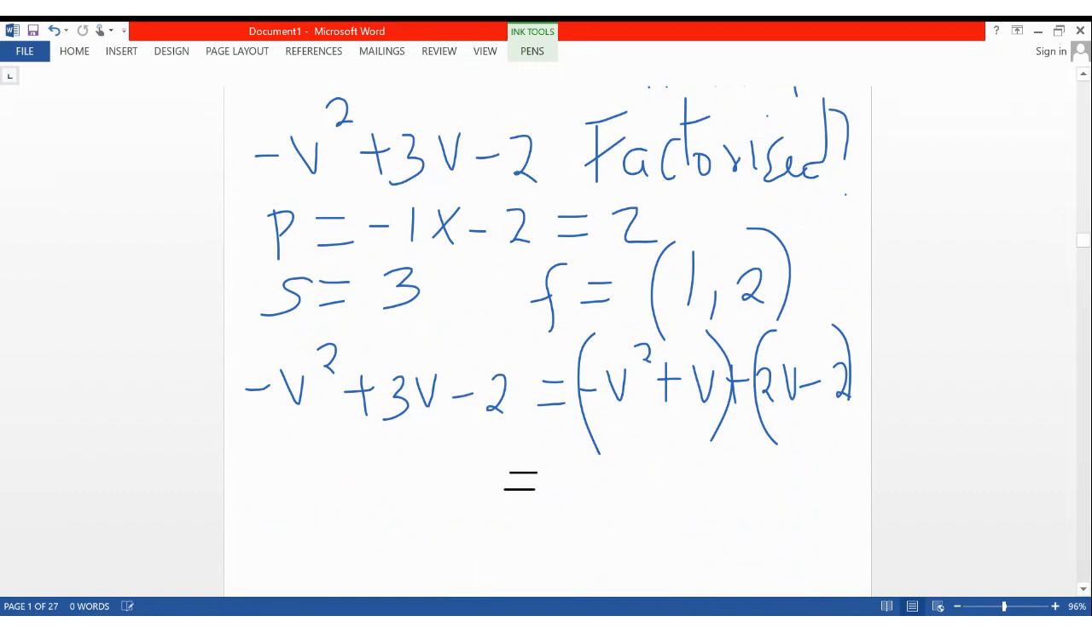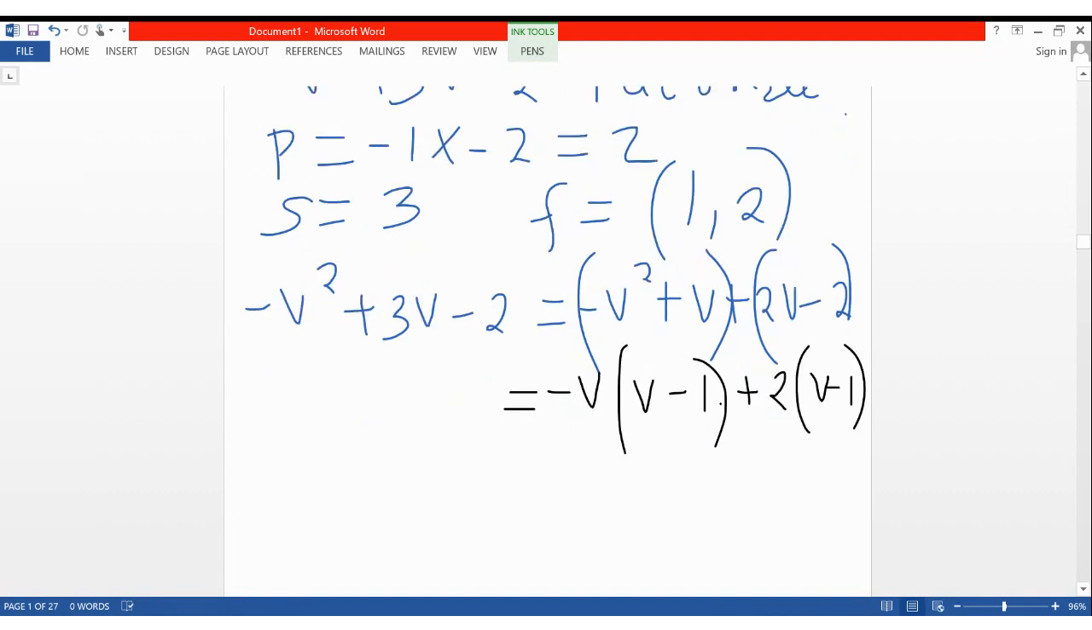V minus 1. On the other side, the most common term is 2, so I'll get v minus 1. So this one I'll get as the same as what? Negative v plus 2, and then v minus 1. So I think partial fractions will work, because you can easily factorize.